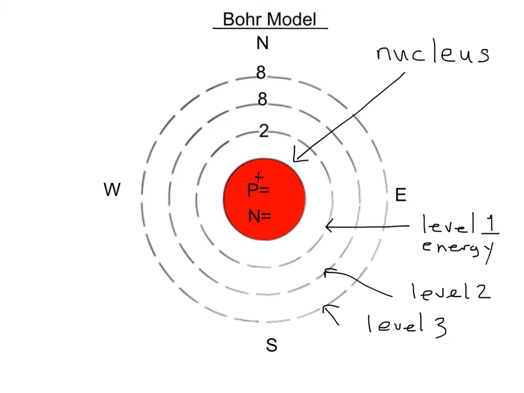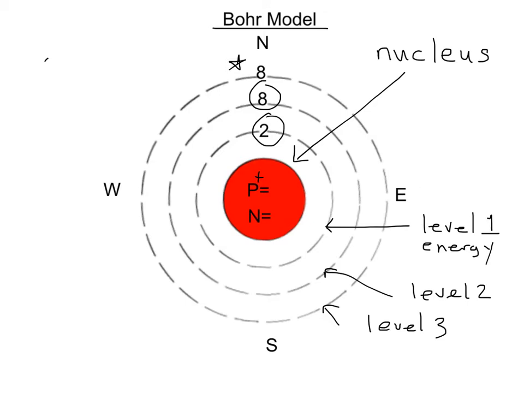The first energy level can hold a maximum of 2 electrons. The next energy level can hold a maximum of 8. And the next energy level can actually hold 18, but for purposes of drawing Bohr models, we pretend that it can hold only 8. So we just assume that the first energy level holds 2, and all energy levels after that hold 8.